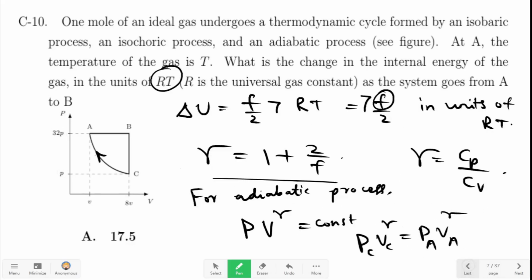Now substitute the value of f in delta U. Delta U is equal to 7f by 2, which is 7 times 3 divided by 2, this is equal to 10.5. In units of RT, delta U is coming out to be 10.5, but in the answer key it is 17.5. I don't know why it is 17.5. If you know, let me know in the comments. The answer that I am getting is 10.5.